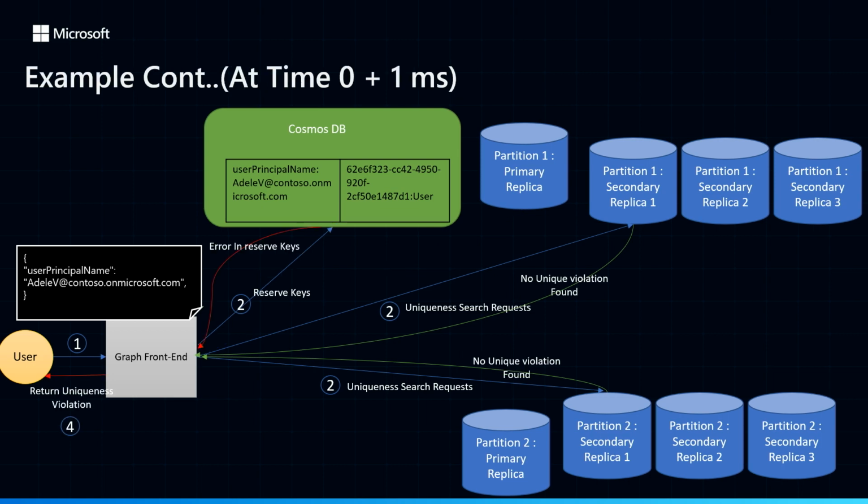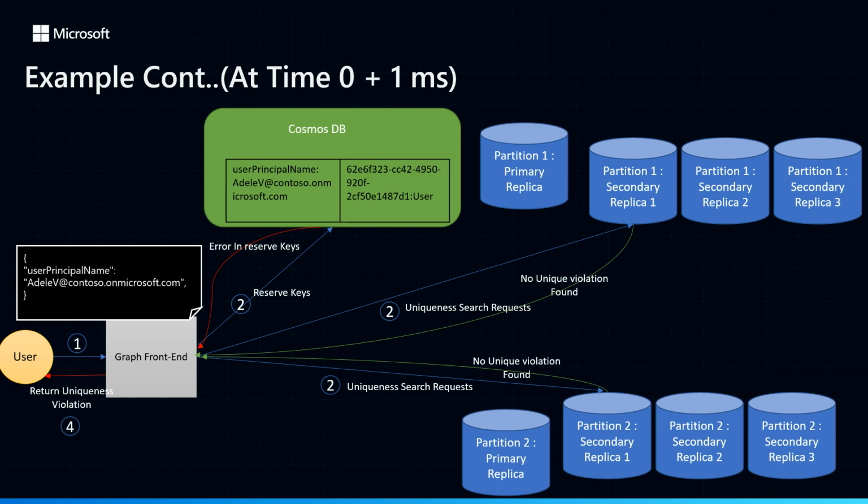Now let's take an example. What happens if concurrently another user makes a request for the same user principal name? Again, the request is received by the Graph Frontend, and Graph Frontend posts the request to all the secondary replicas. Secondary replicas again would return no uniqueness violation because it's possible that the data has not been replicated.